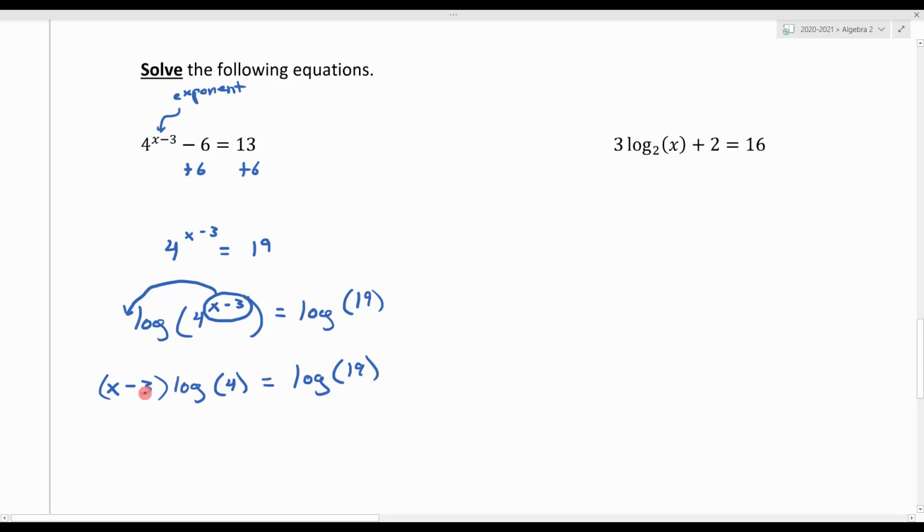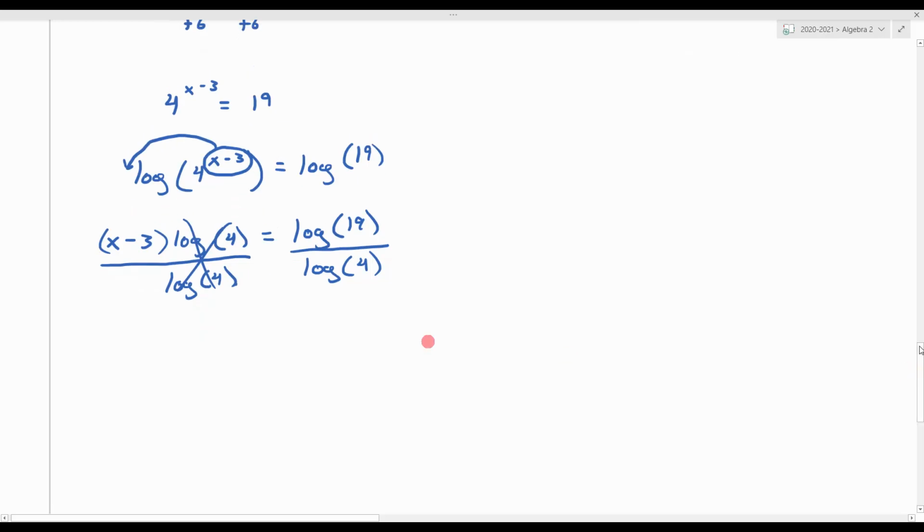Okay. And then what I'm going to do, since these two things are multiplying, I'm going to divide by log 4. And whatever I do on one side, I've got to do on the other side. Okay? So the log 4s are going to cancel out. That was the whole point of dividing. Okay? So now all that's left is x minus 3 equals log of 19 over the log of 4.